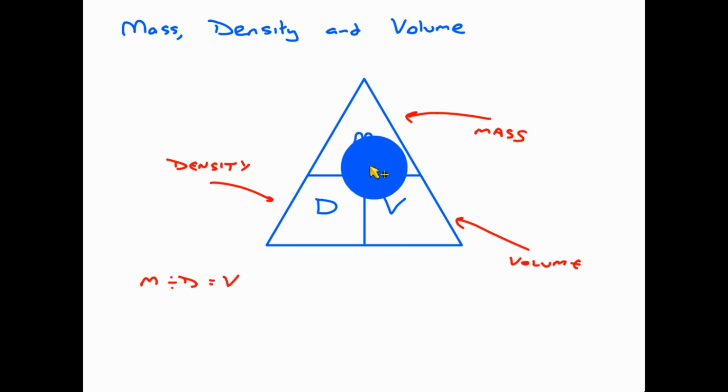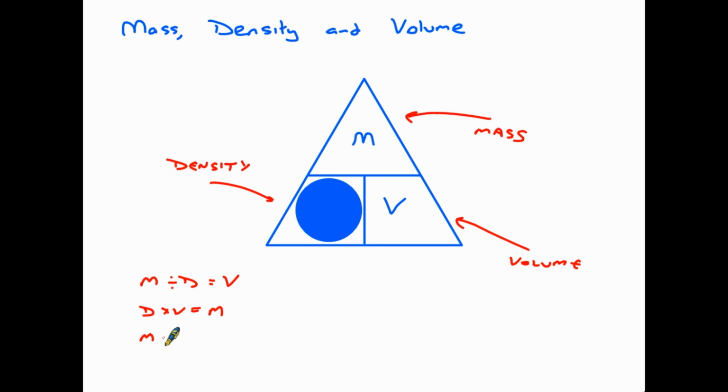Moving on again, if I am given the density and the volume and I want to find the mass, put my thumb over the mass and I've got density times volume equals mass. And of course the third situation, if I am looking to find the density of something, by putting my thumb over it, it tells me that I need to take the mass and divide it by volume. So wherever I put my thumb, it tells me how to calculate. If it's one over the other, it's divide. If it's the two side by side, it's multiply.